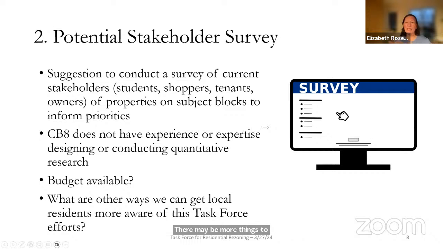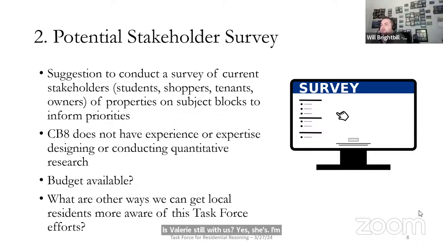And so we've had some conversation about them, and I think we have some hypotheses based on the people who have been attending this task force. But I think the suggestion for a survey was to try to broaden the input. And so actually, I know, Valerie, this was originally your suggestion, and you're on the Zoom. Can we unmute you if you want to clarify what you were hoping to get out of the survey? Is Valerie still with us? Yes, she's in the room, but her camera is not on.